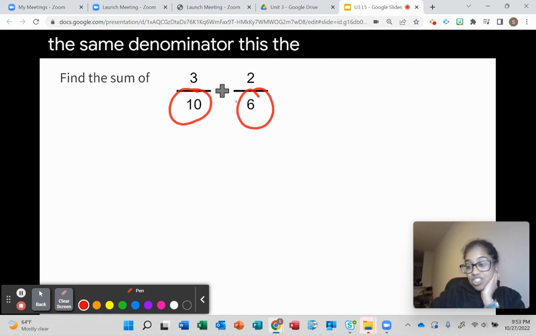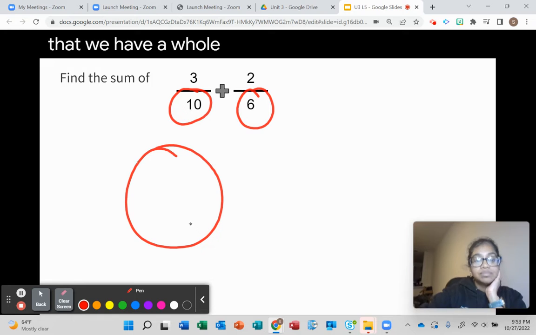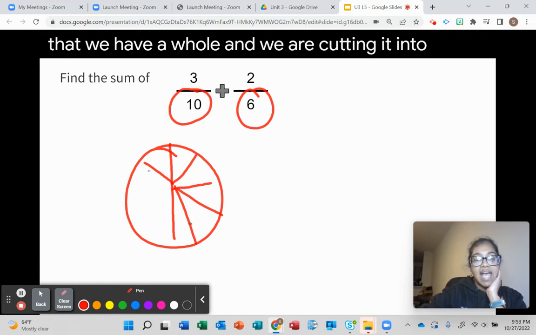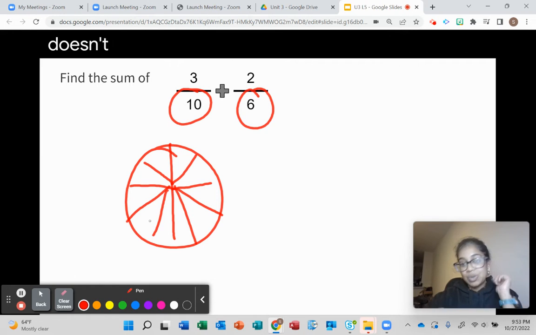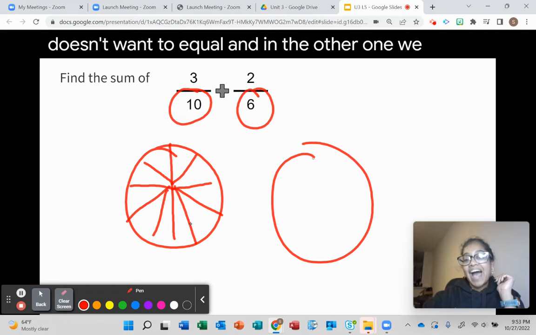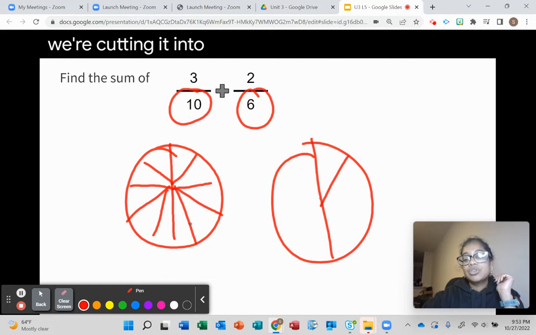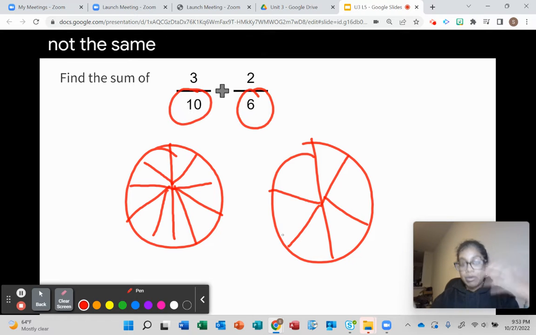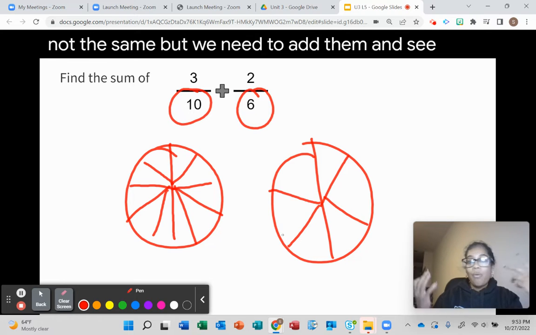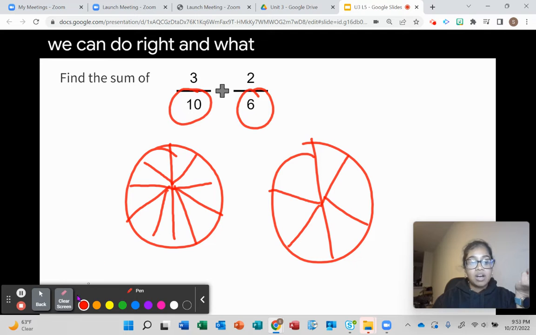The 3/10 is showing us that we have a whole, and we are cutting it into 10 equal pieces. Ideally, they'd be equal. I know that doesn't look equal. And then the other one, we're cutting it into 6, right? So our denominators are not the same, but we need to add them and see what we can do, right? And what our fractions are.